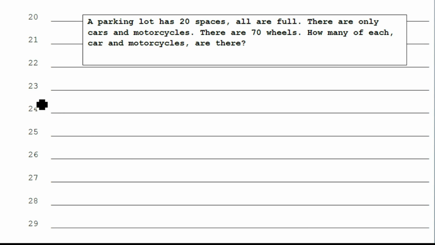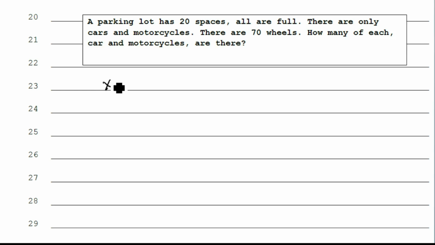There's a word problem, story problem, we used to call them. The parking lot has 20 spaces, all of them are full, and there are only cars and motorcycles. There are 70 wheels altogether. How many of each, car and motorcycle, are there? The tricky part of word problems is reading and understanding what they're asking for, and what information you got, and what information you can derive from what they give you. The parking lot has 20 spaces, all are full. There are only cars and motorcycles.